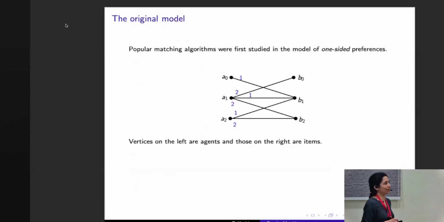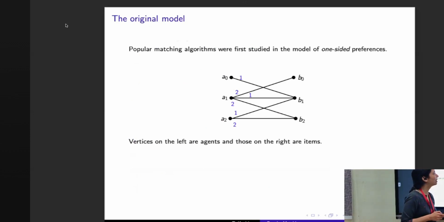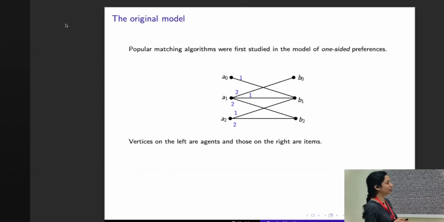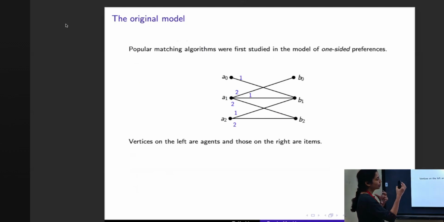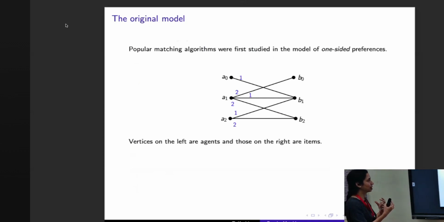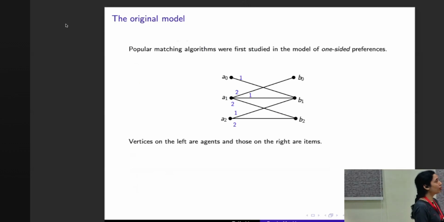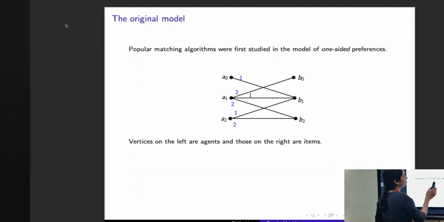Now I wanted to shift focus from the two-sided preferences to one-sided preferences. Popular matching algorithms, though the notion of popularity was defined, like as I said 50 years ago by Gardenfors, who observed that every stable matching is popular. So stable matchings and two-sided preferences, that's what we have seen so far. But originally popular matching algorithms were first studied in the model of one-sided preferences.